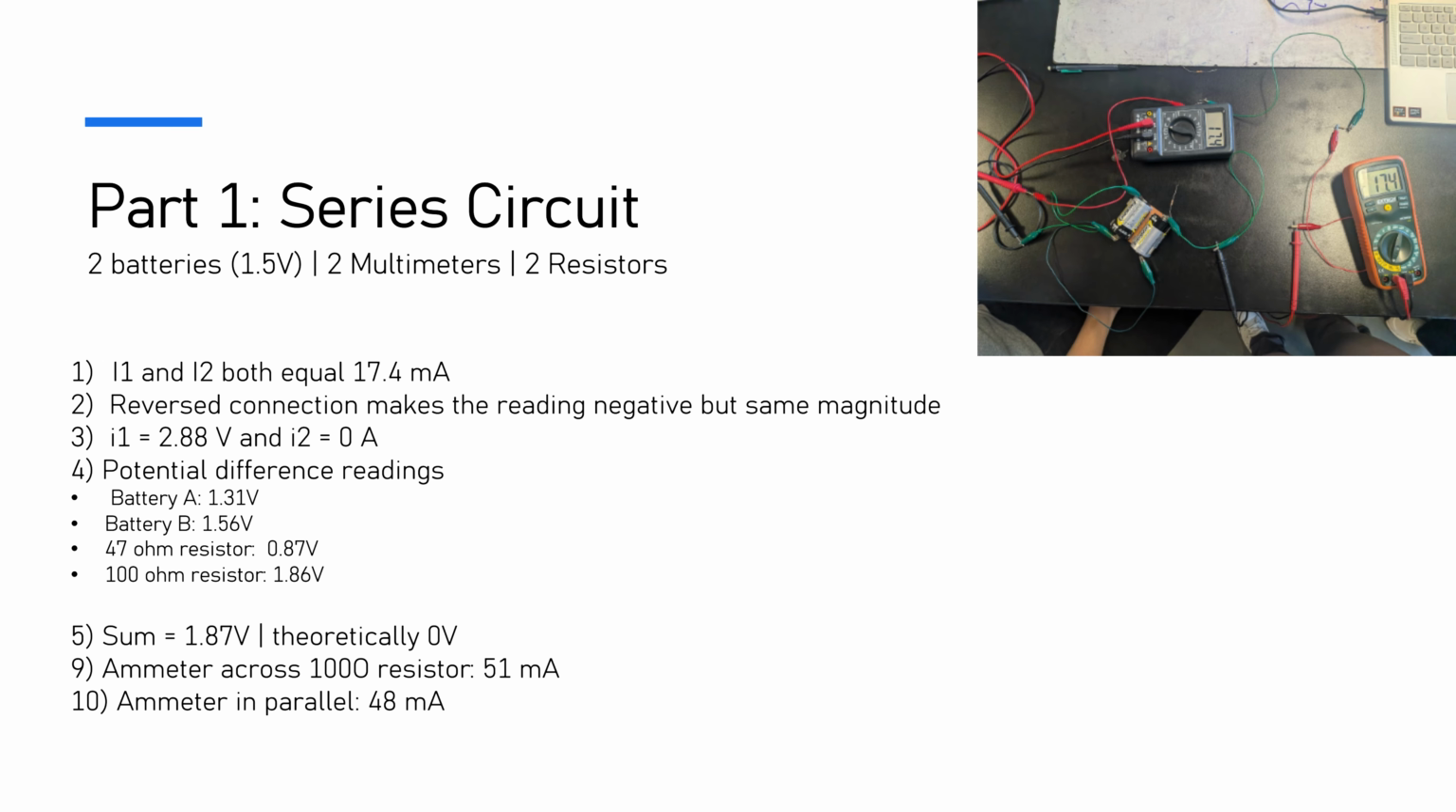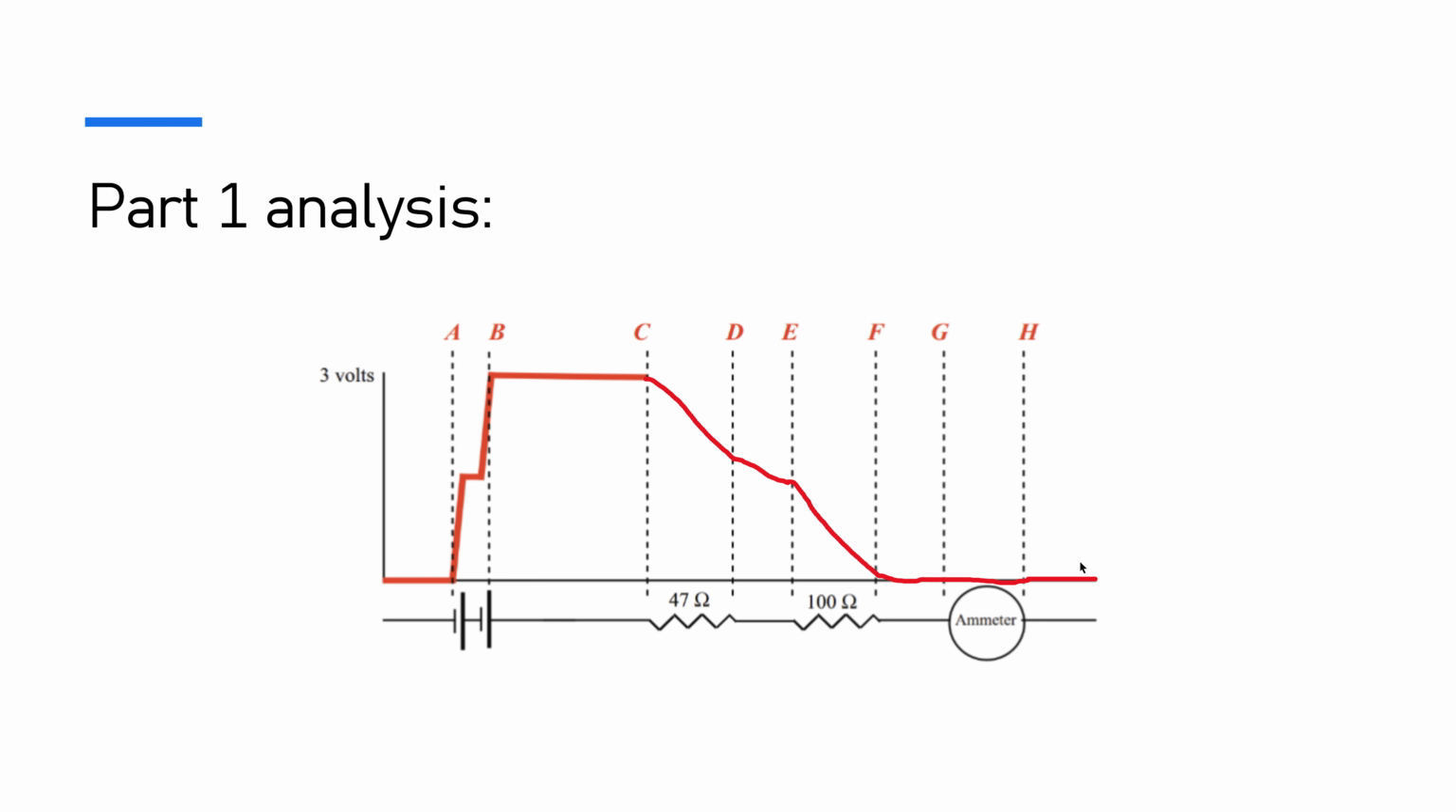Next, the ammeter across the 100 ohm resistor is 51 milliamps, and the ammeter in parallel was 48 milliamps. This is the analysis of the sum. As you can see, it starts up with the two batteries at 3 volts, and slowly declines till it hits 0 volts, which is the theoretical place it should be at.